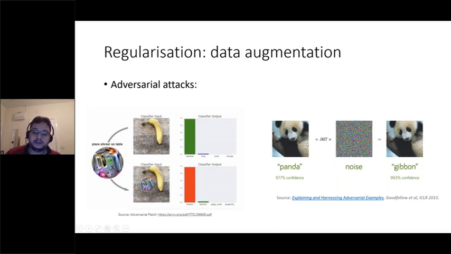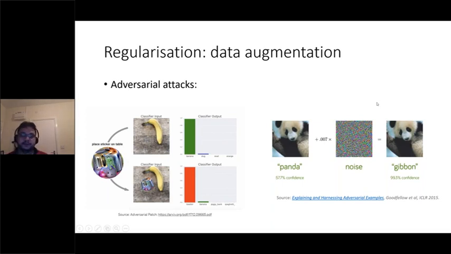Also, for example, we have another model that recognizes this as a panda with 57% confidence. We add just a little bit of noise, multiplied by 0.007. There is almost no difference between this image and this image for the human eye, because the noisy image was multiplied by this very small number. But the network recognized it as a gibbon, which is a kind of monkey, with 99% accuracy. I just wanted to show you that slightly modifying images so they are not the same as the ones used in training can make the model behave in an unexpected way.